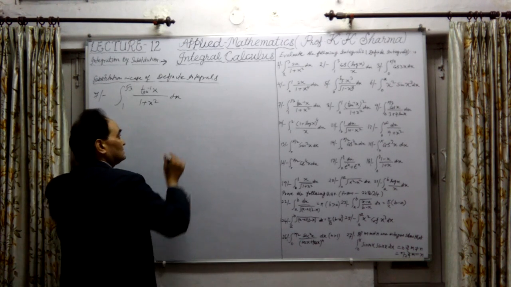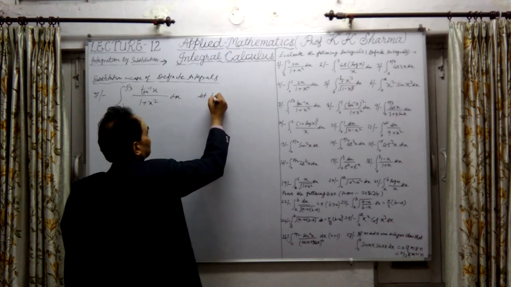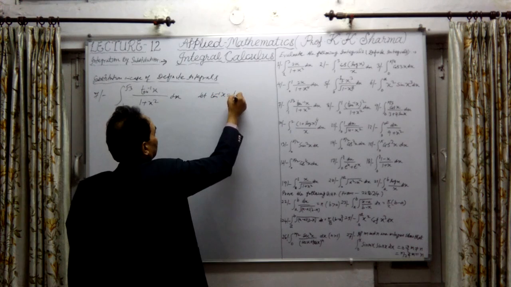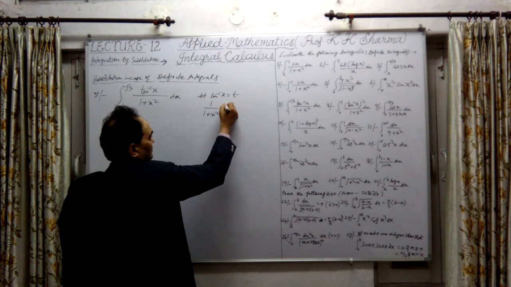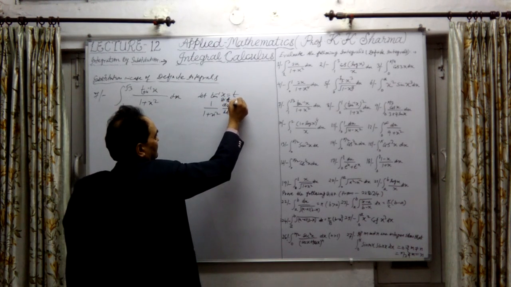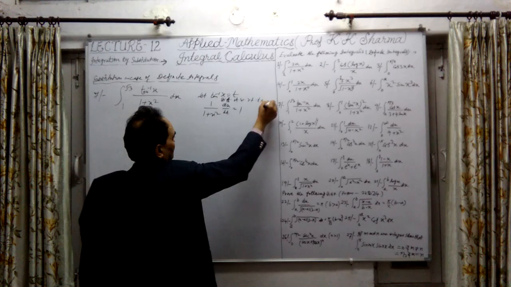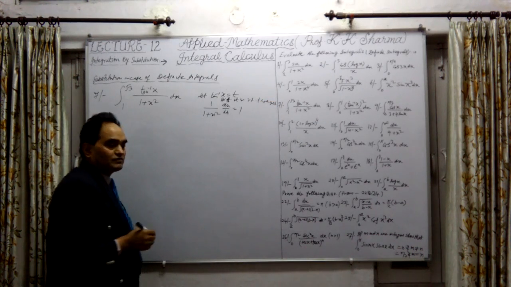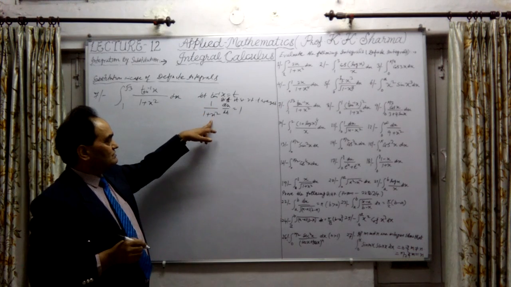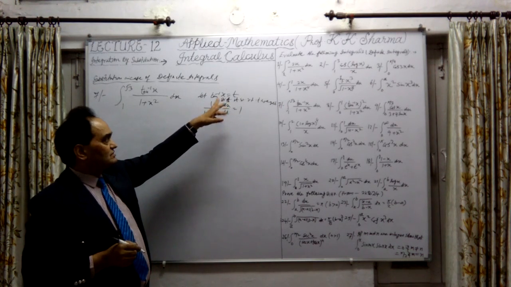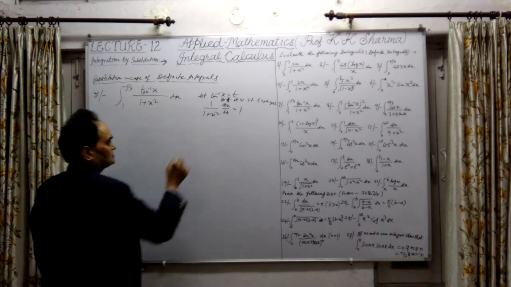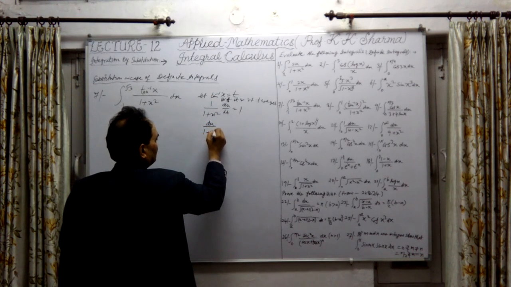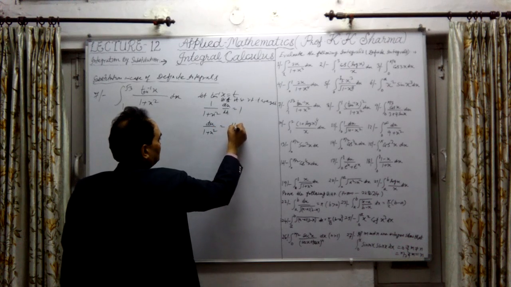So let's substitute: let tan inverse x equal to t. It means 1 upon 1 plus x square, differentiating with respect to t, into dx upon dt equals 1. Because the differentiation of tan inverse x is 1 upon 1 plus x square into dx upon dt, equal to the differentiation of t with respect to t, which is 1. So dx upon 1 plus x square is equal to dt.